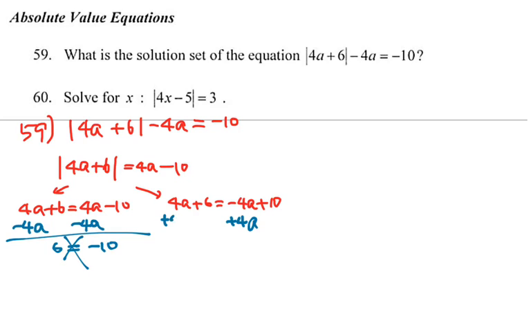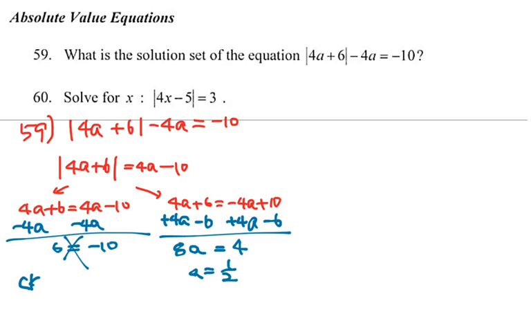By adding 4a to both sides and subtracting 6 as well, this equation simplifies into 8a is equal to 4. So a is equal to 1/2. Seemingly I have an answer. But we cannot stop here because we have to check our answers.